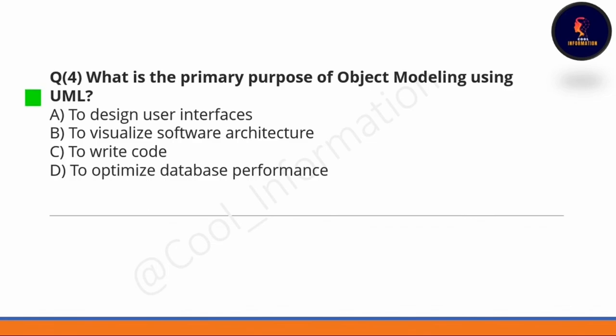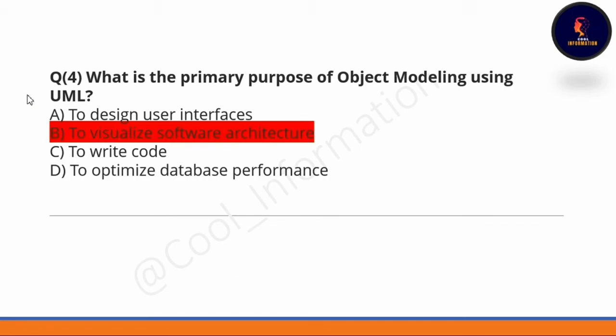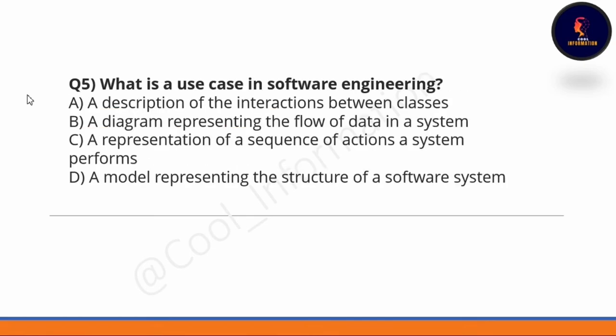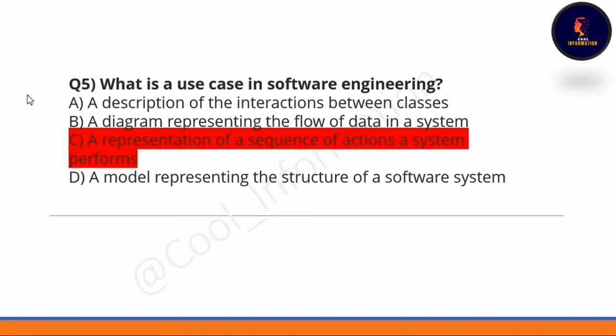Next question, what is the primary purpose of object modeling using UML? Option B is correct. To visualize software architecture is the primary purpose of object modeling using UML. Next question, what is a use case in software engineering? So use case is actually a representation of a sequence of actions a system performs. So C option is correct here.